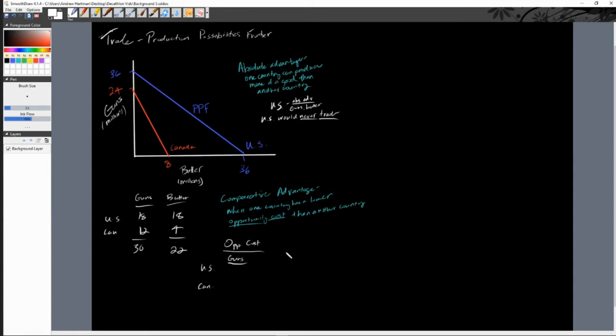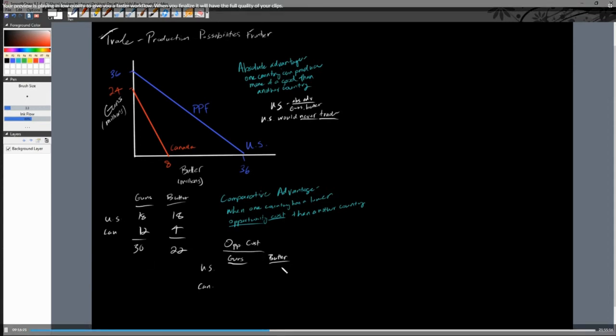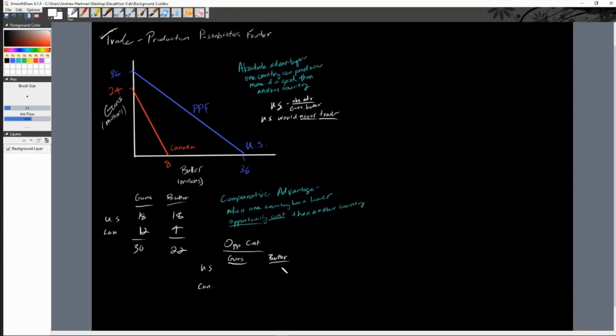So when we look at the opportunity cost for the United States between guns and butter, what we see here is that this is pretty simple and straightforward. We're going to see a scenario where the United States is going to simply trade butter for guns 1 for 1. So the cost of making a gun is 1 unit of butter. The cost of making a unit of butter is 1 unit of guns.